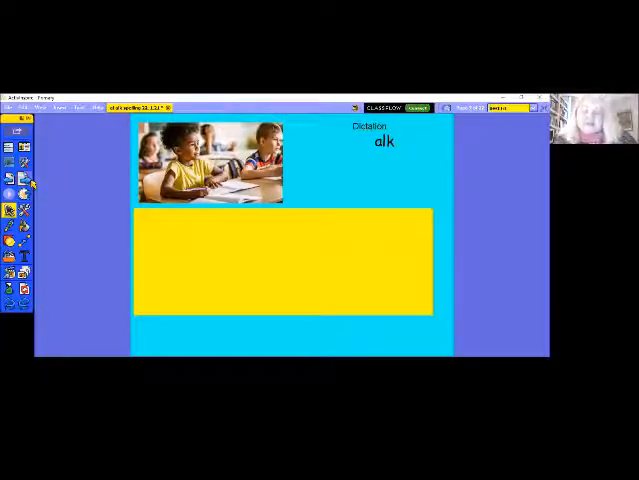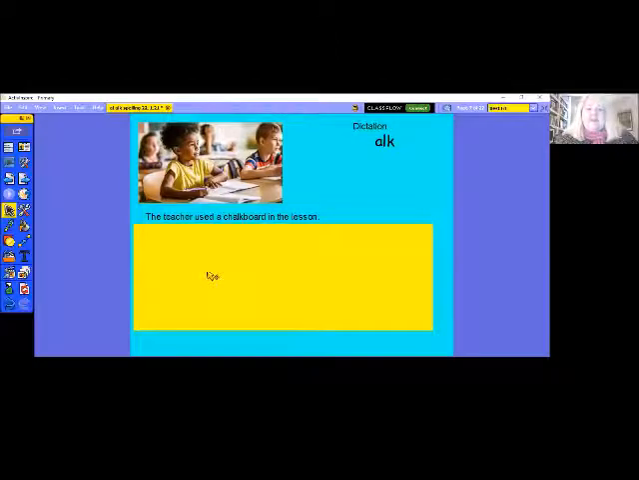So, the teacher used the chalkboard in the lesson. Let's look at that first sentence. The teacher used the chalkboard in the lesson. Look at the spelling of chalkboard. Did you get it right? The next one. The children like to use chalk on the playground to make patterns.